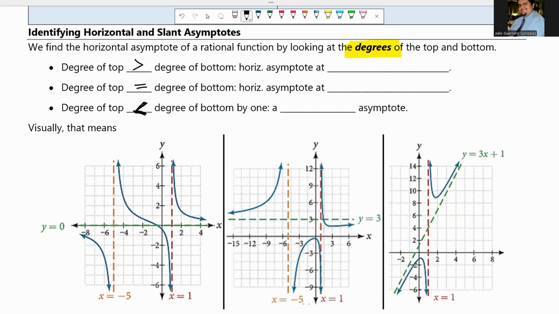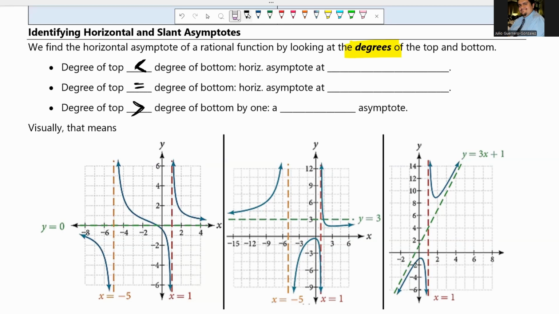Whoops, I put them in the wrong order. I wanted to explain these in a particular order: when the degree of the top is less than, when the degree of the top is equal, and then when the degree of the top is bigger by 1. I'll cover that in a second. Let me cover the first one.